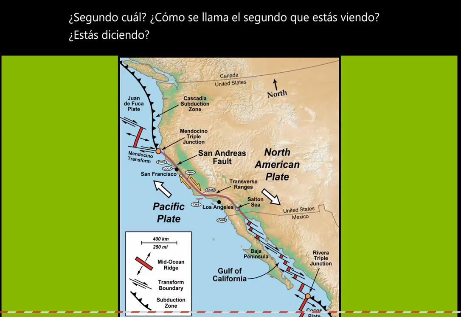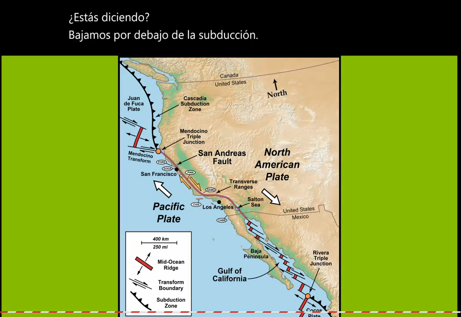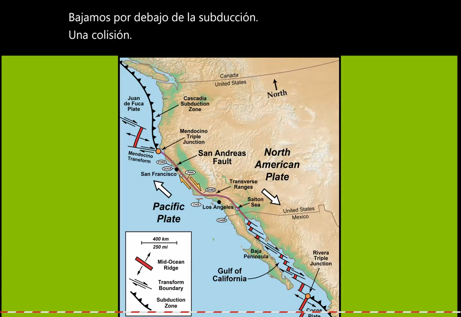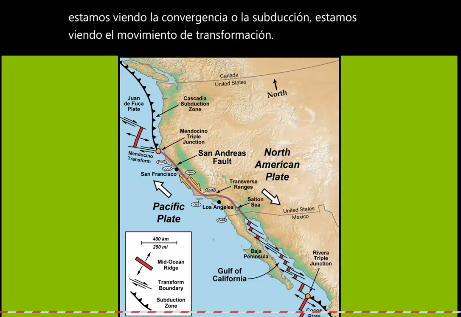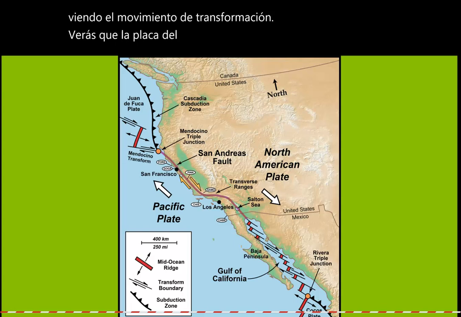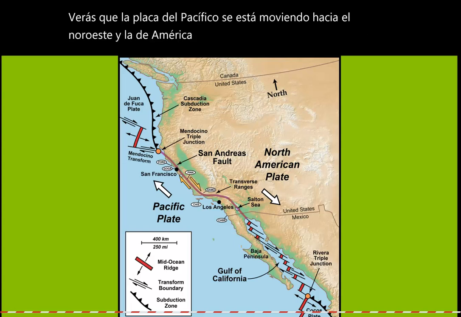Well, going down underneath is subduction. A collision? Oh, cold ocean, yes. So that can happen. Right here, we're not seeing the convergent or subduction. We're seeing the transform movement. You'll see the Pacific plate is moving northwest, and the North American plate is moving the opposite direction.